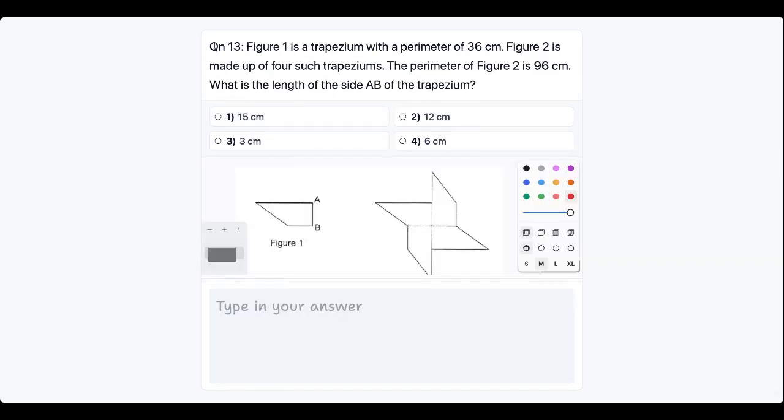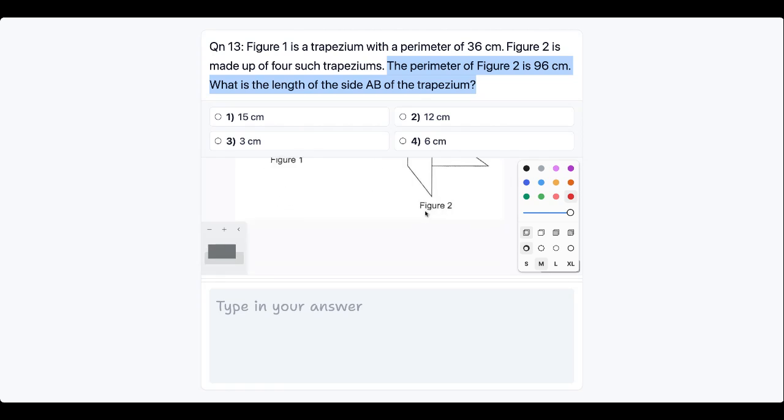Okay, question 13. Figure 1 is a trapezium with a perimeter 36 meters. Figure 2 is made out of 4 such trapeziums. The perimeter of figure 2 is 96 centimeter. What is the length of the side AB of the trapezium?